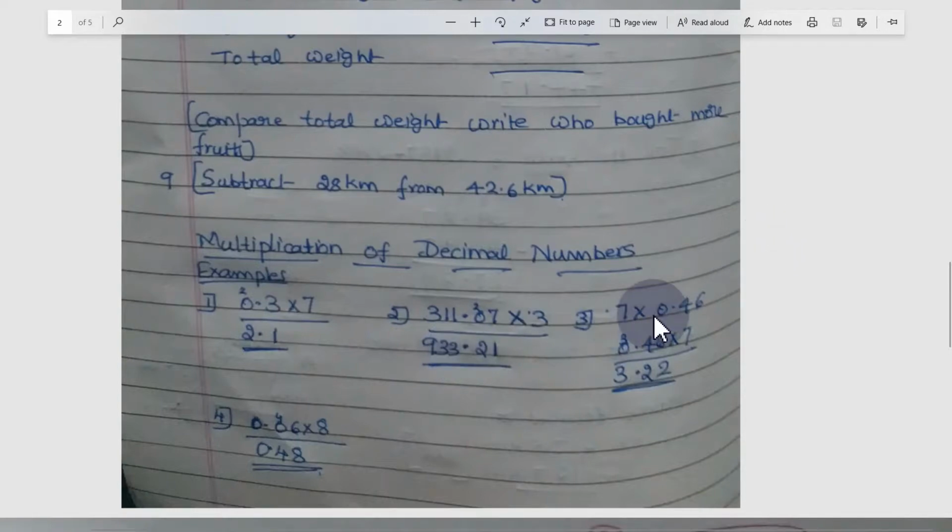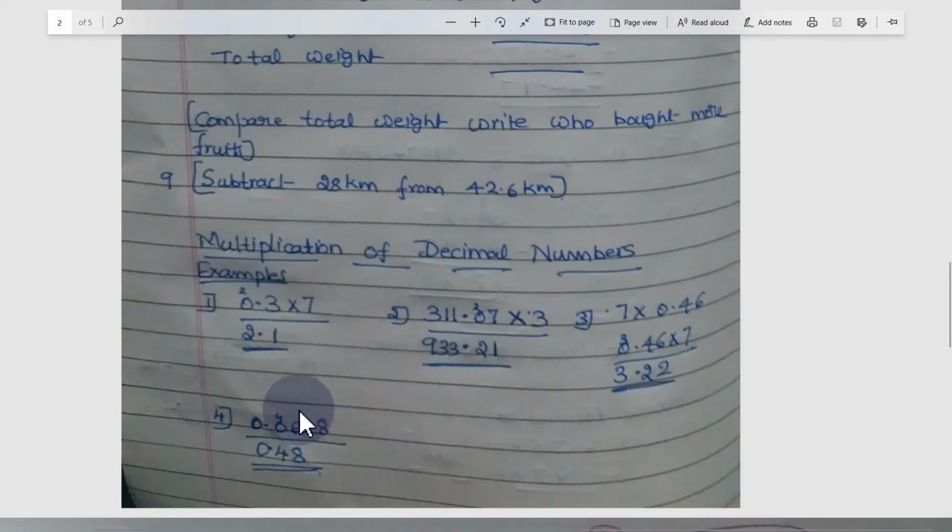And 7 into 0.46, but I have changed the order. I wrote 0.46 first, into 7. The number with more digits you write first, and the single digit number, the lesser digit number, you write next. So for that I have changed the order. 0.46 into 7, so the answer is 3.22. So multiplication also, I hope you know.